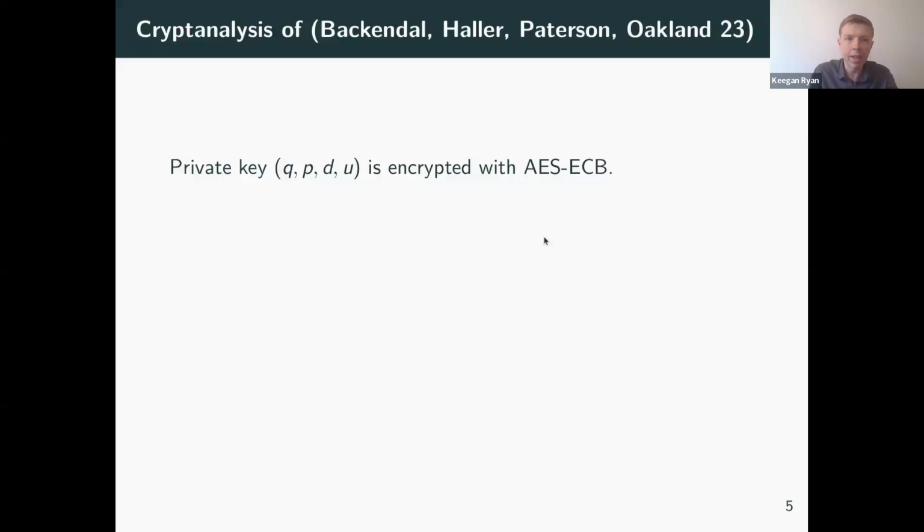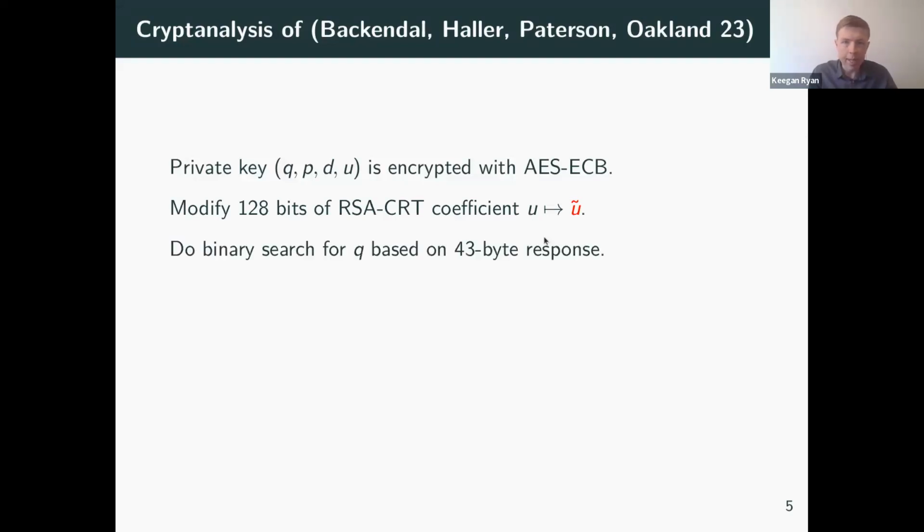So this brings us to the attack of Backendal, Haller, and Paterson for their original attack on Mega. And this is just one of several attacks that they present in their paper. So this is a key recovery attack. And in this attack, the private key is represented by 4 values, Q, P, D, and U. And then they use this ability to modify AES ECB ciphertext to change the value of U, which is the RSA CRT coefficient. Because of this, the 43 bytes fall into one of 2 cases, which allows them to do a binary search on the value of Q.